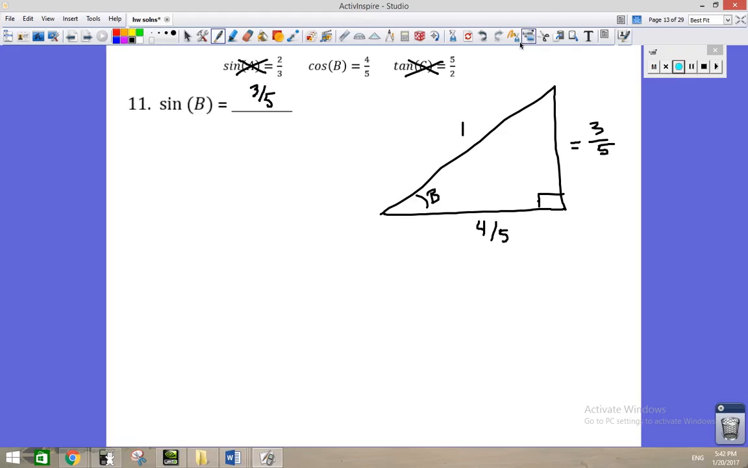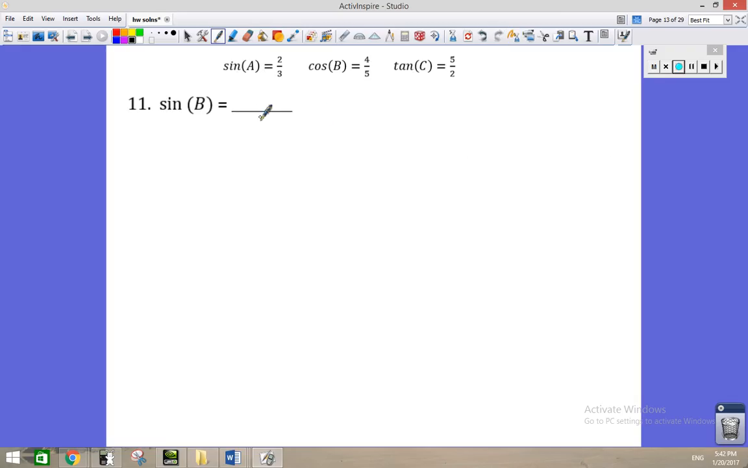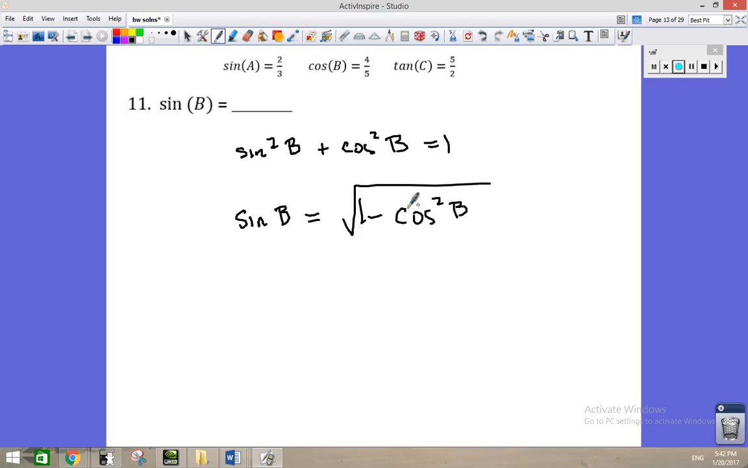Now, another way we could do this is using the Pythagorean identity, that sine squared of B plus the cosine squared of B is equal to 1. So I know that the sine of B is equal to the square root of 1 minus the cosine squared of angle B. If I take the square root of both sides, and I am assuming angle B lies in quadrant 1, I only have to worry about the positive square root. I don't have to put a plus or minus symbol there.